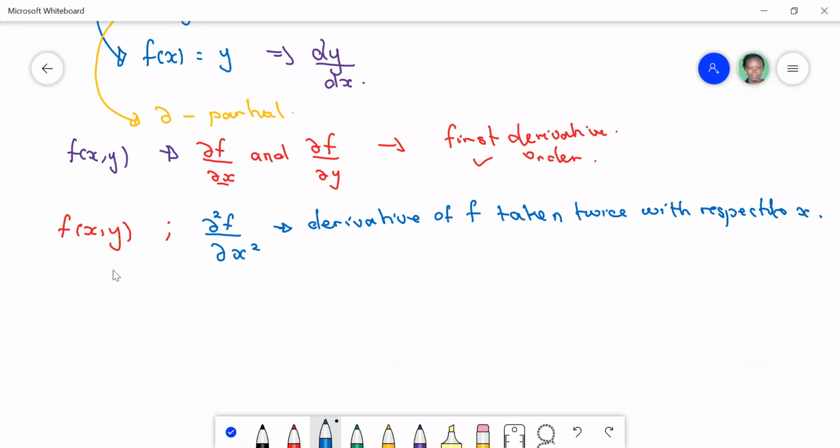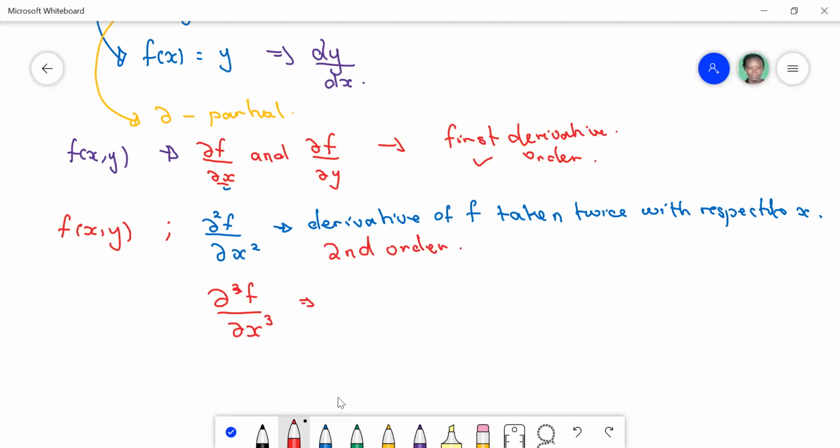It means that I differentiate my function for the first time, f with respect to x, then I differentiate a second time again. So this becomes the second order. If I want a third order, then I can have the partial derivative of f with respect to x cubed. What it means is that you take the derivative of f with respect to x three times.